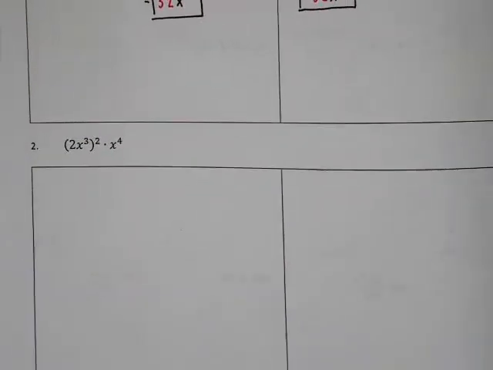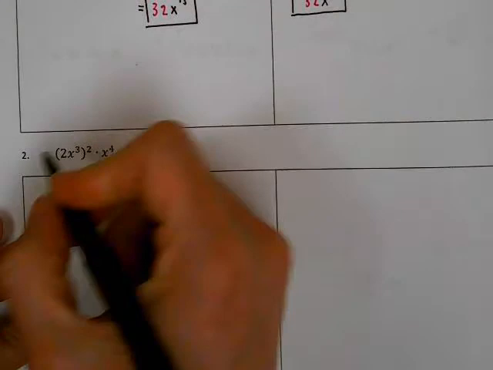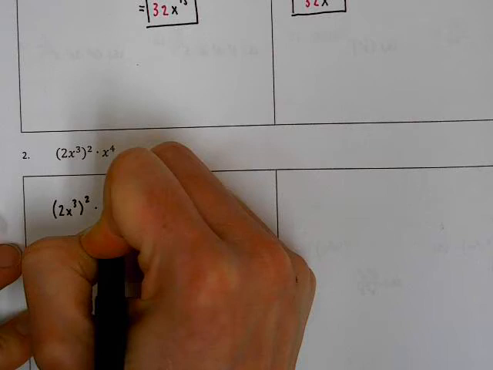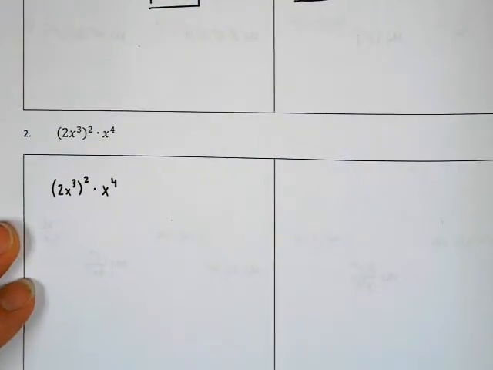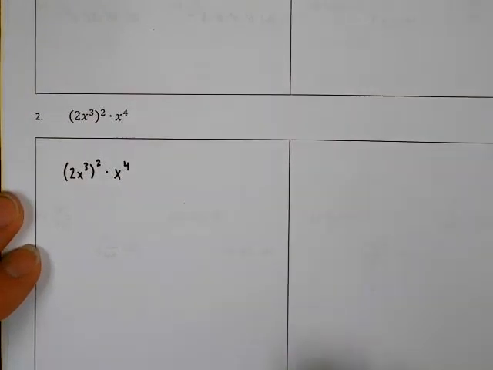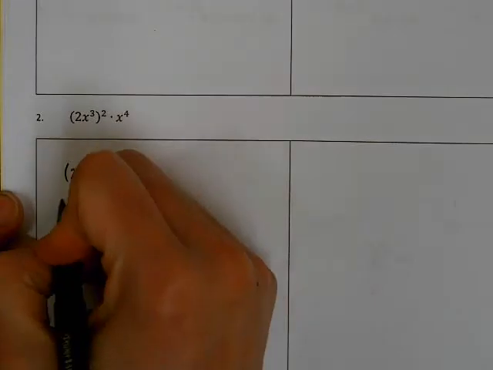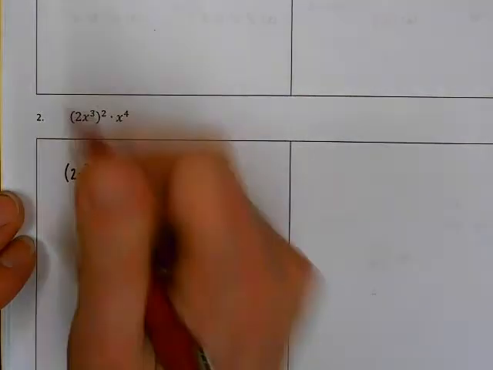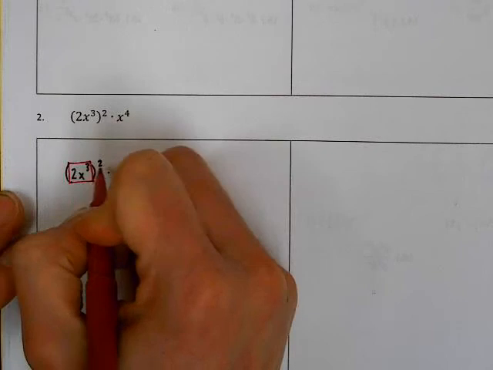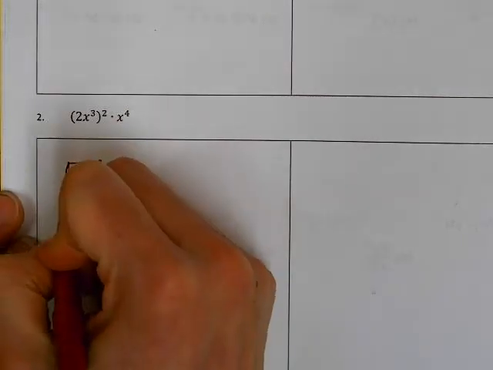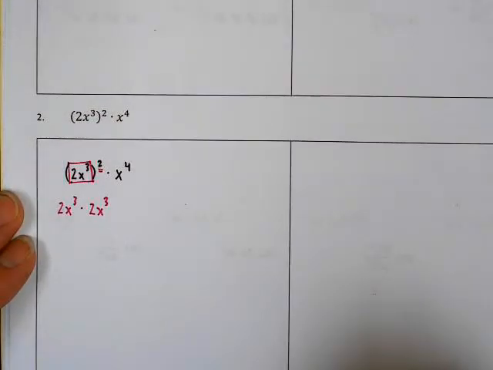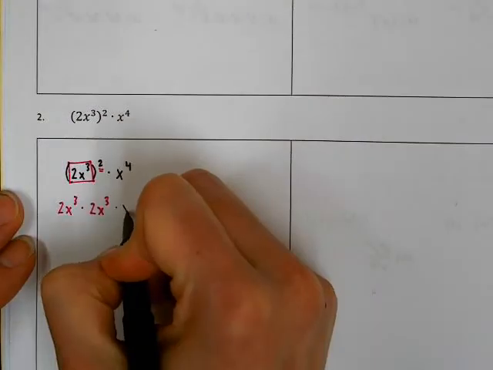Alright, so I have the quantity 2x cubed, and I'm raising that to the second power. Then I'm multiplying by x to the fourth. Now let's say I don't remember that I can distribute these exponents, but I do know that if I'm squaring 2x cubed, it means I'm taking this and multiplying it by itself 2 times. So I could do 2x cubed times 2x cubed, and then I can multiply that by x to the fourth.